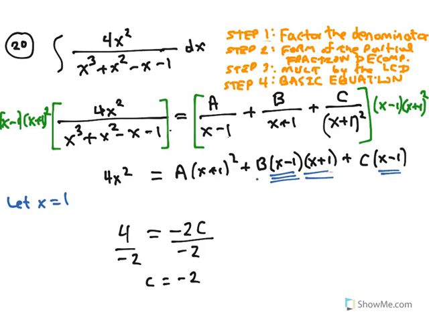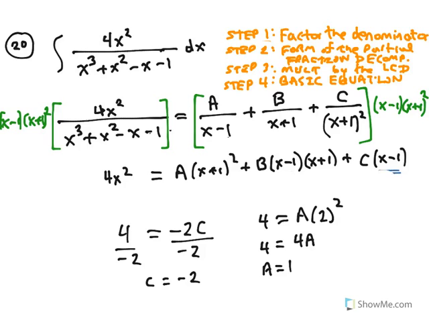So now we substitute 1 for x, and we have 4 times 1 squared, which is 4. That's equal to a times 1 plus 1 is 2, so you have 2 squared. So you have 4 is equal to 2 squared is 4. So you have 4a. Divide both sides of the equation by 4, you get a is equal to 1. So now we know c and we know a.